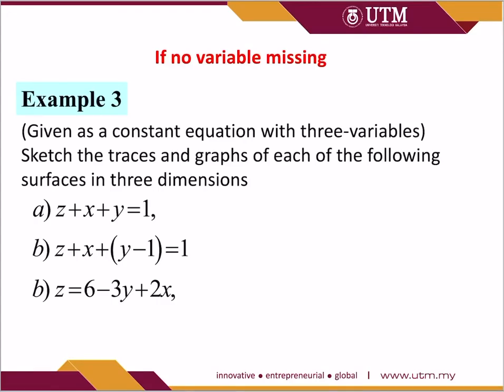Okay, so next let's look at the next example, which is z equal to 6 minus 3y plus 2x. If you look here, there are no variables missing. All x, y, and z are in the equation. Therefore, we need to have 3 traces before we combine all the traces to make a surface.